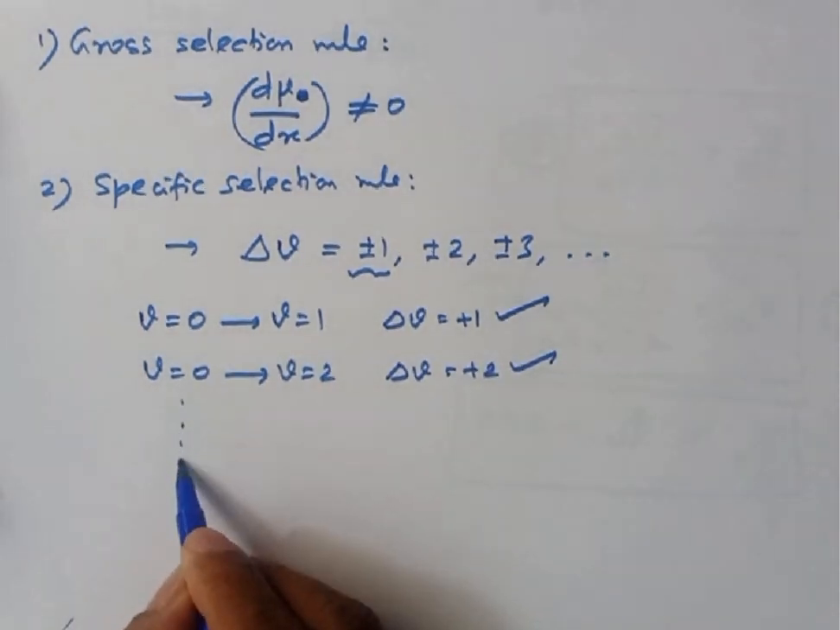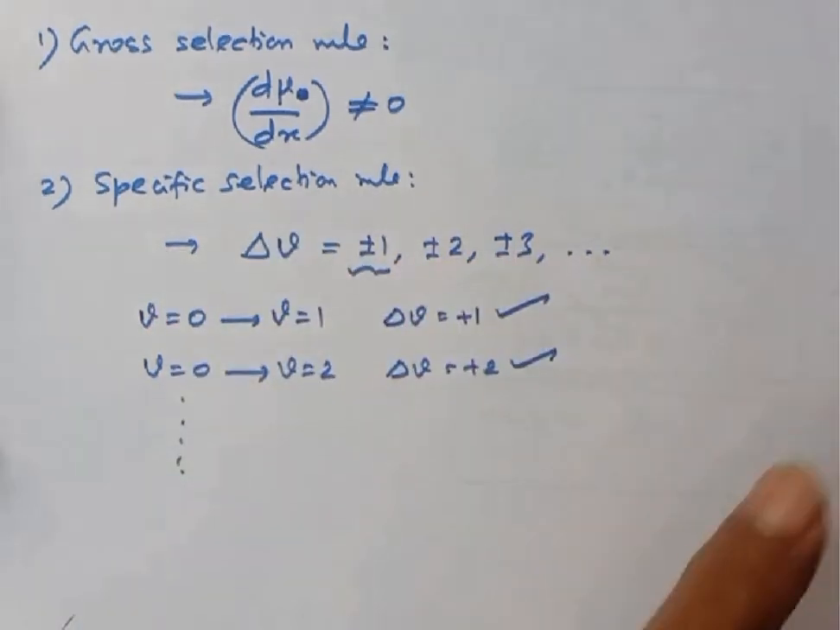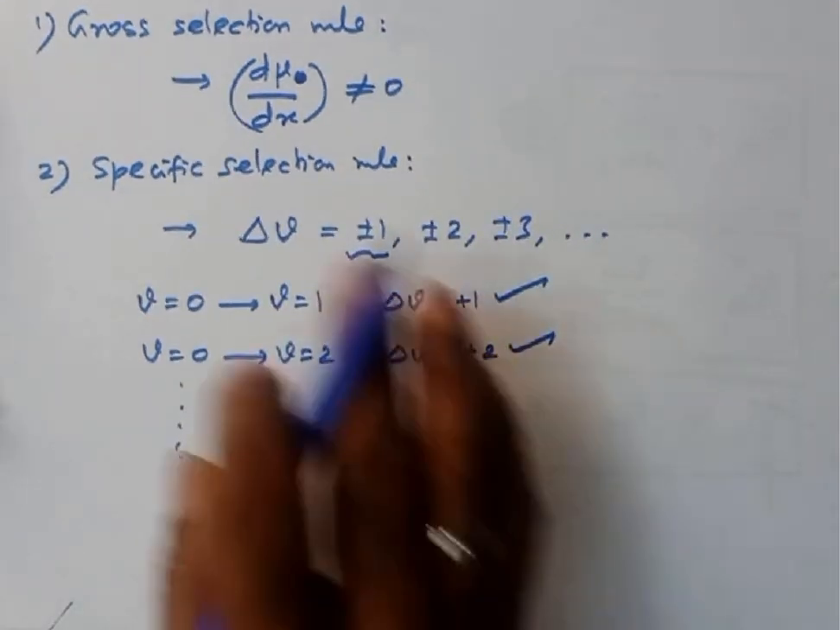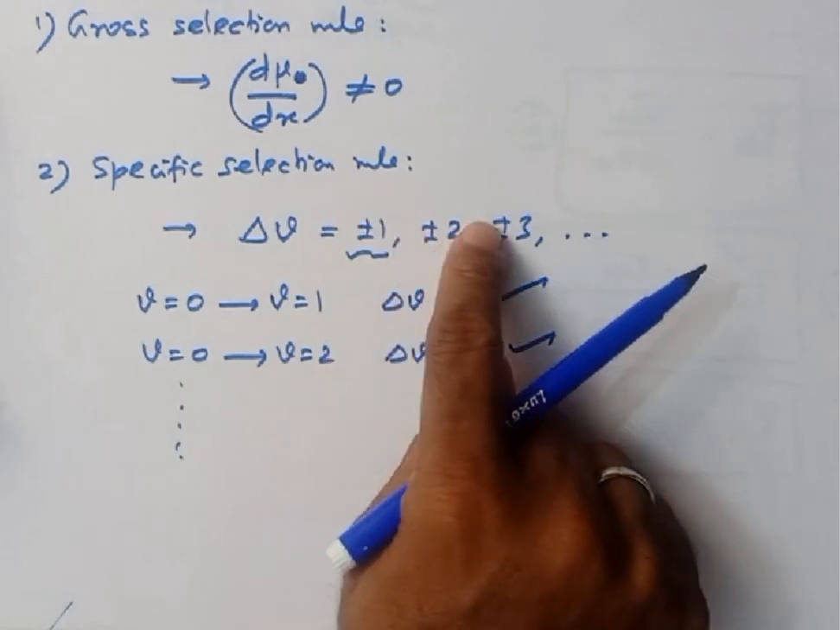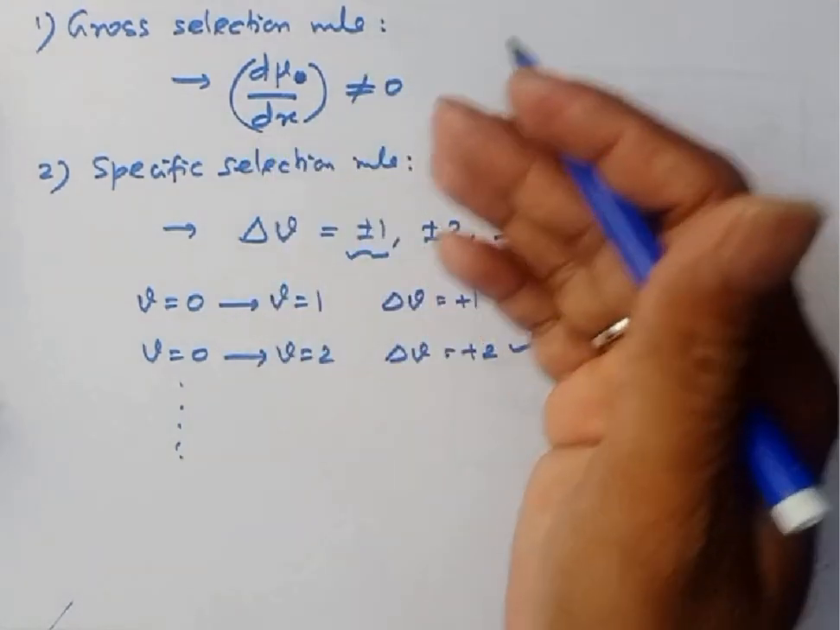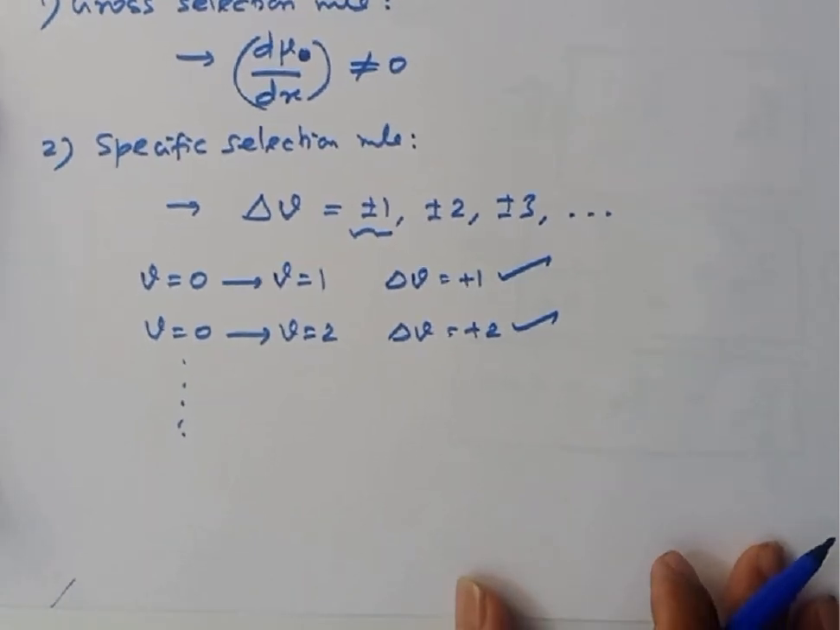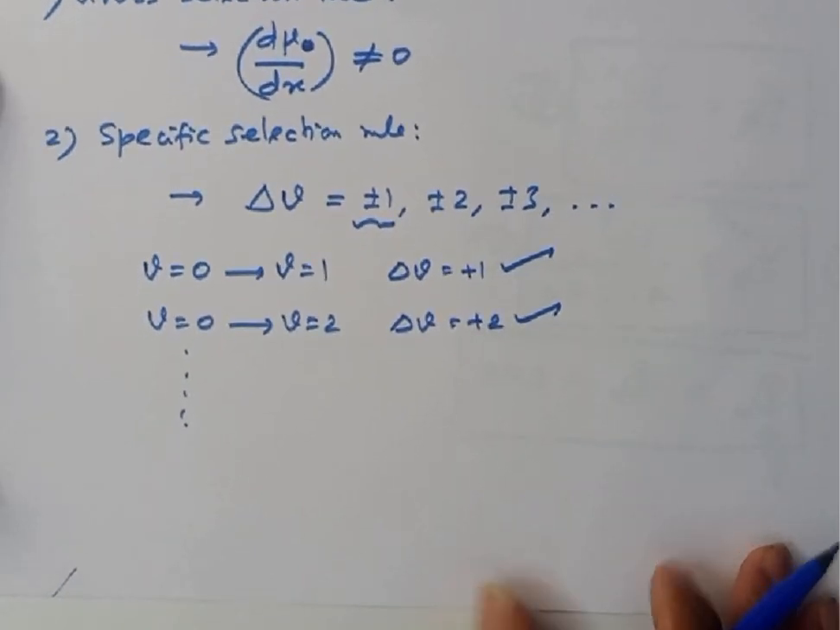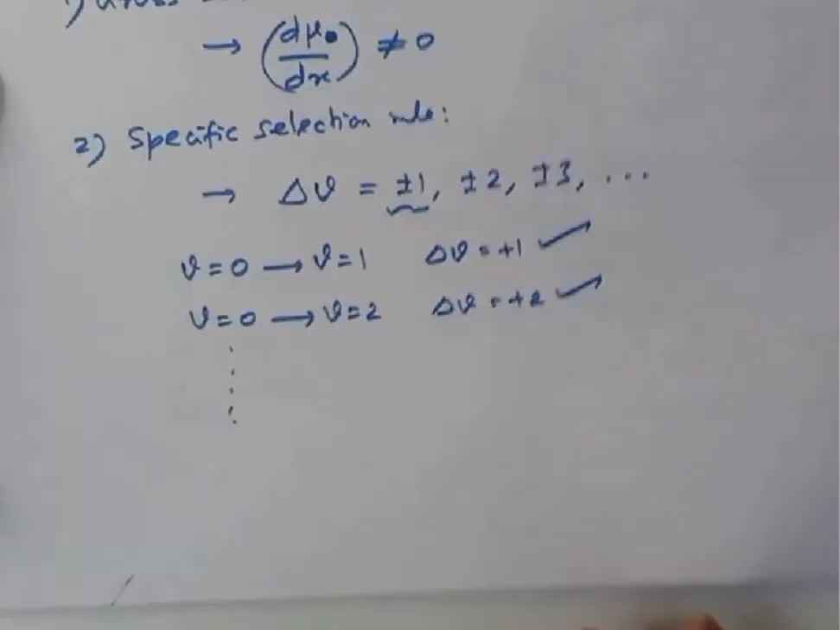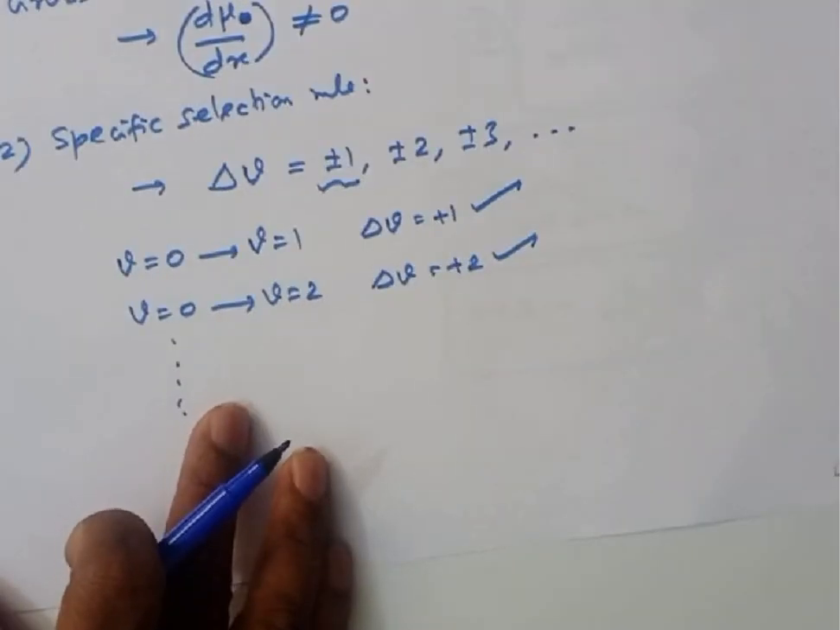Like that you can find which transitions are allowed. Here almost all transitions are allowed. The plus sign indicates absorption. The minus sign indicates emission. Now, students, observe carefully here. Let me write on the new page.